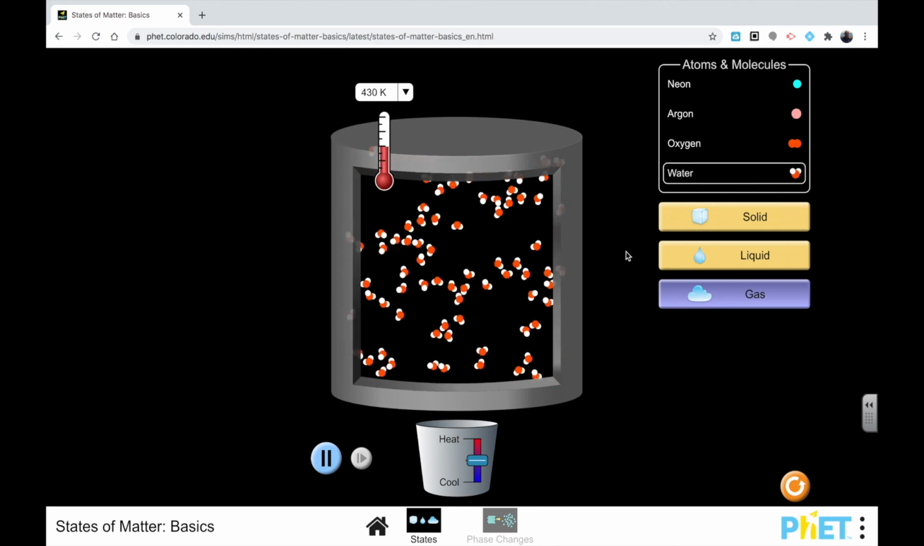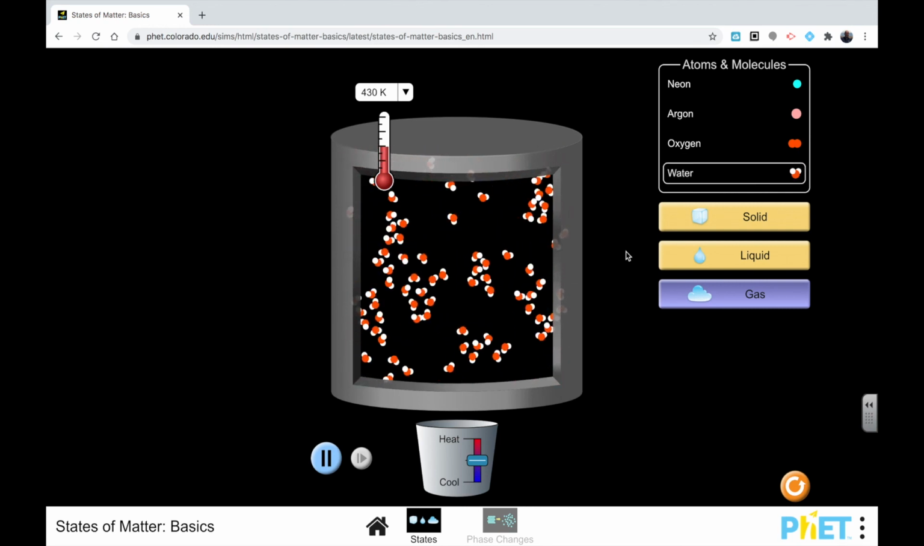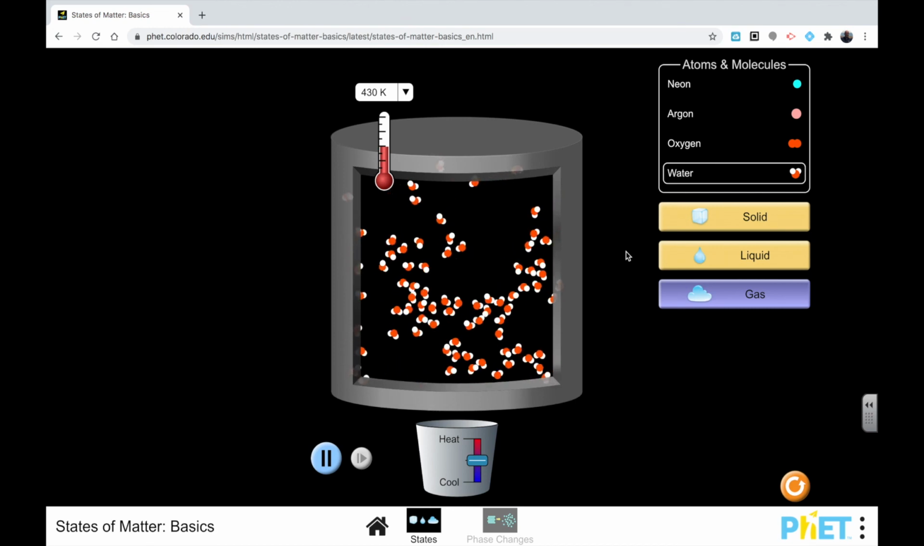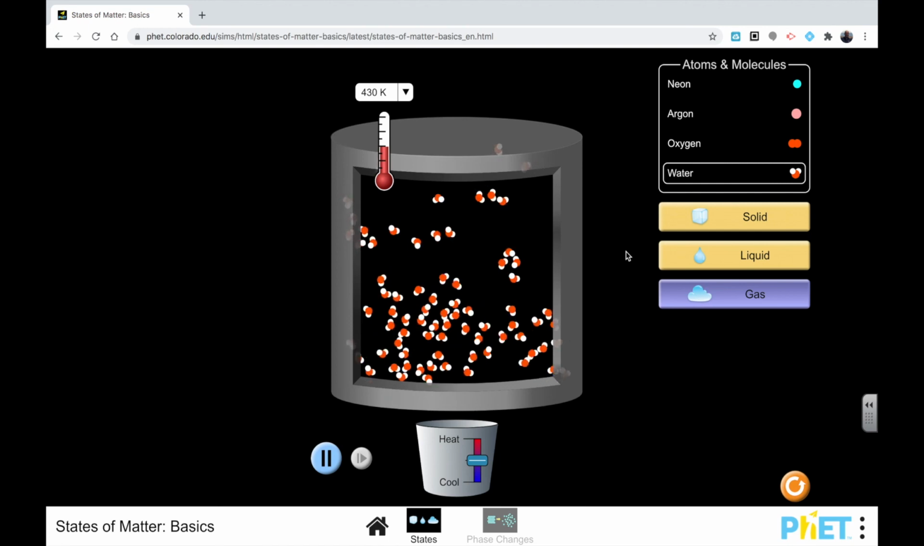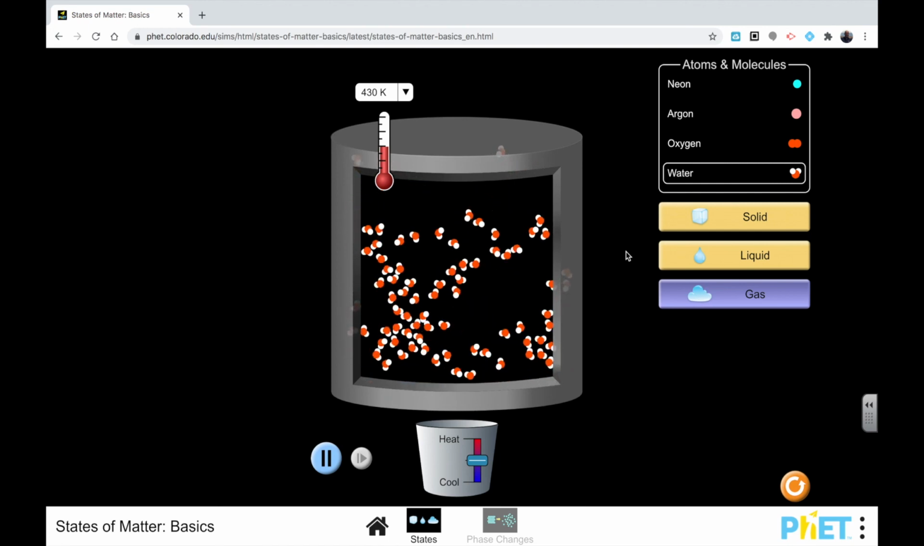Now the intermolecular forces here of water. Water is moving so fast that they still don't have much time to bond, but they still have forces of attraction, as you see.